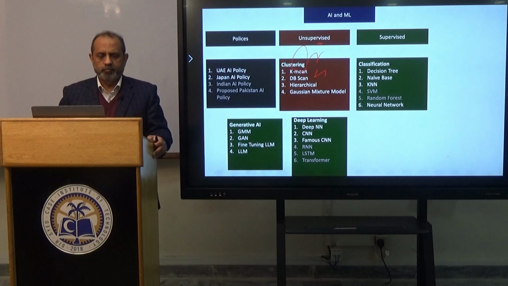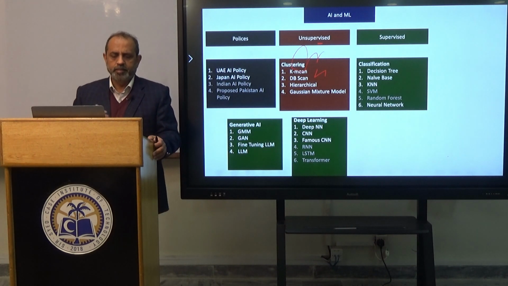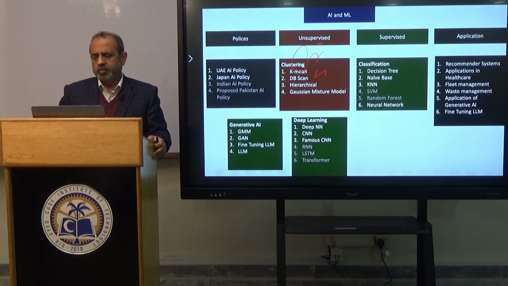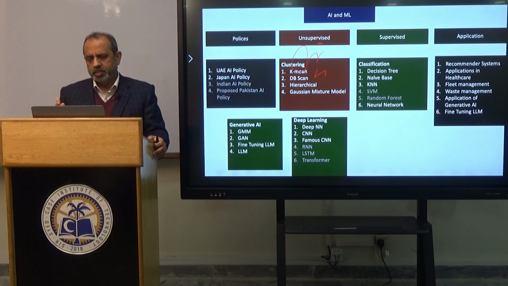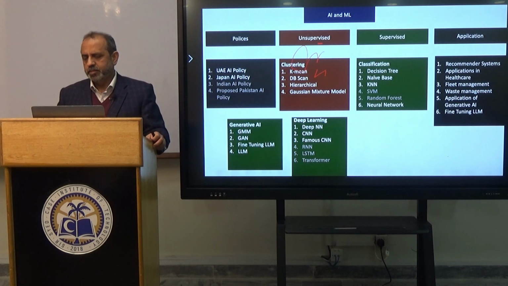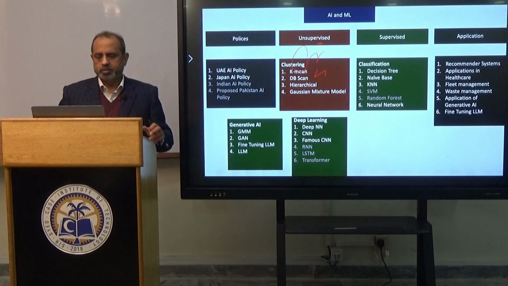And then from the policy perspective, we learned about the UAE AI policy, Japan AI policy. In the next class, the last class, I intend to just cover the Indian and the Pakistani policy, what I worked on and proposed to the government. And then we discussed several applications. And interesting are the term projects. Everybody is just focusing on an application. So we see a spectrum of applications, and that is also going to make us learn a lot.